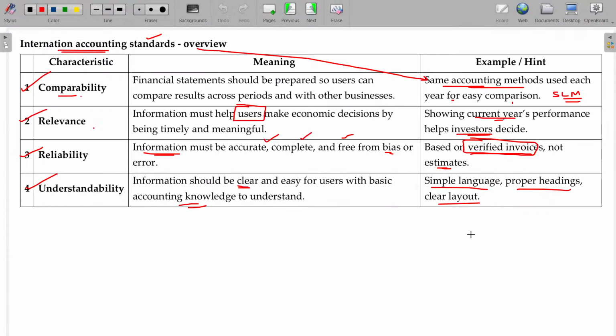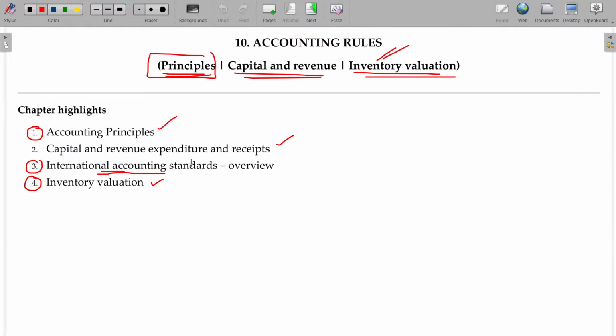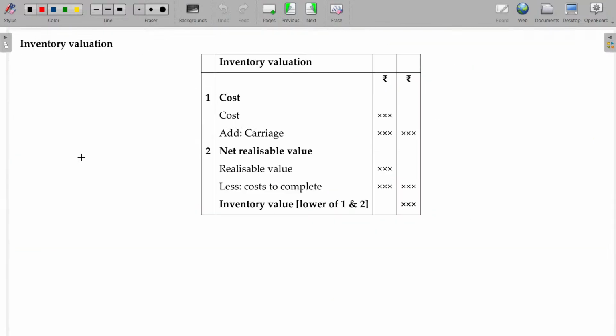Second predominant, actually third as per our order, but anyway, if you skip, you have to be careful with 1, 3 and 4 only. We have completed the third one, which is the second one for us. Let's move on to the last one, inventory valuation. How do we value the inventory?